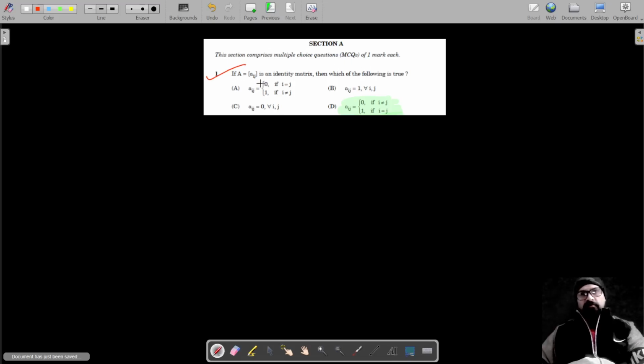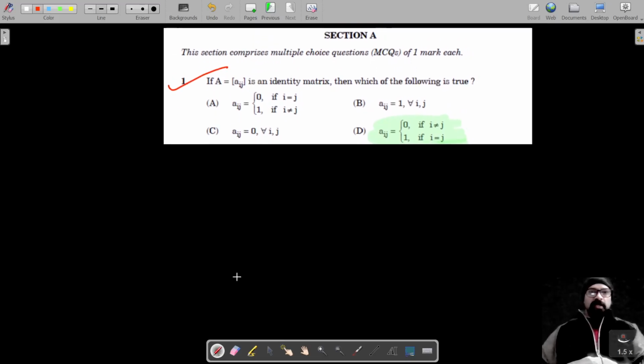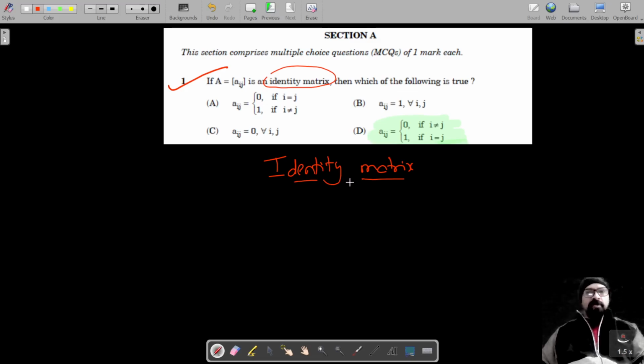Our first question says that A = [aij] is an identity matrix. Then which of the following is true? So we know that an identity matrix is a diagonal matrix in which all the diagonal elements are 1 and all other elements are 0.